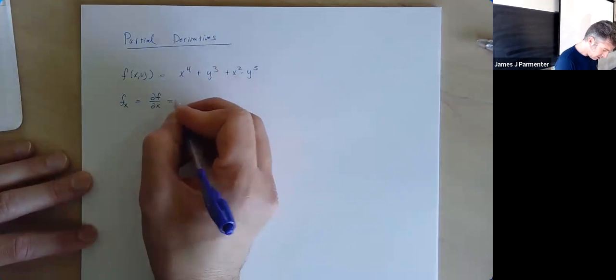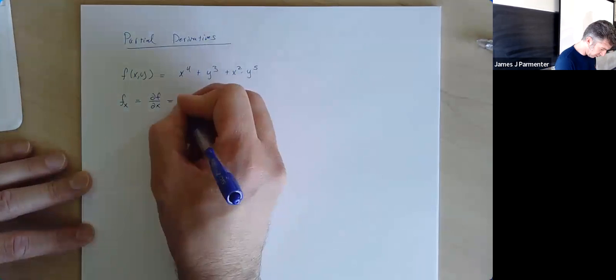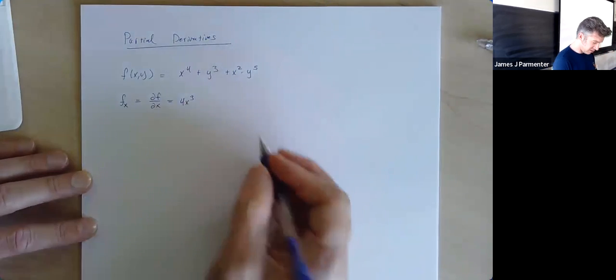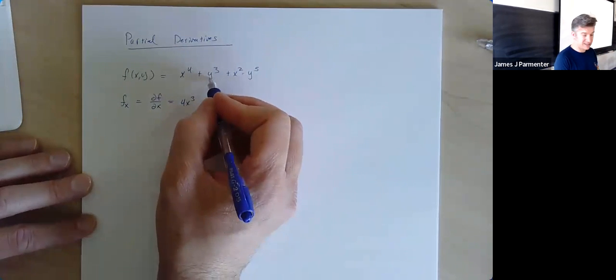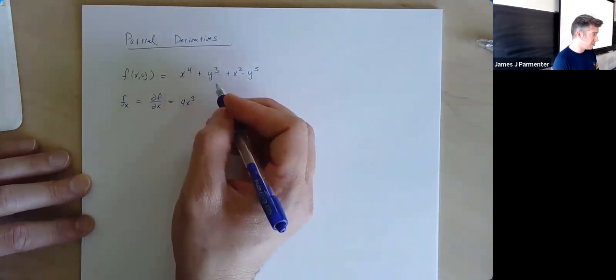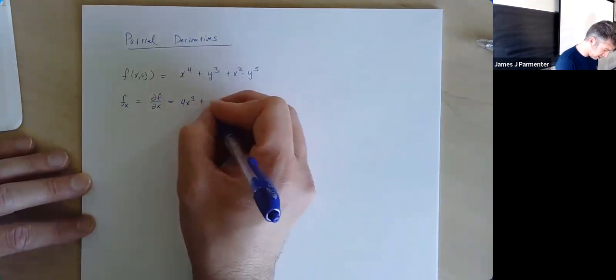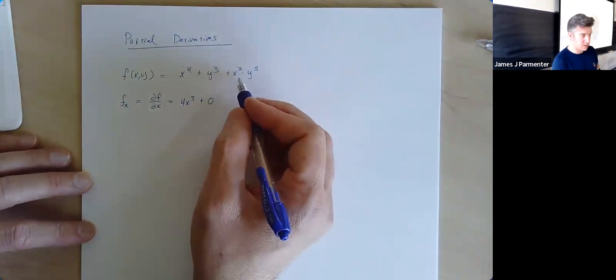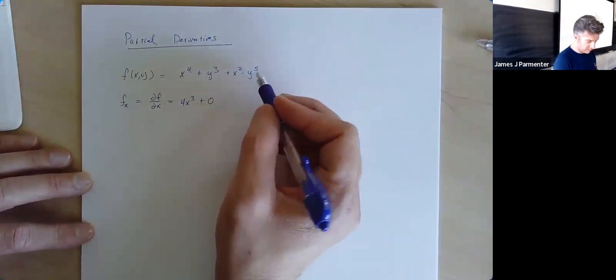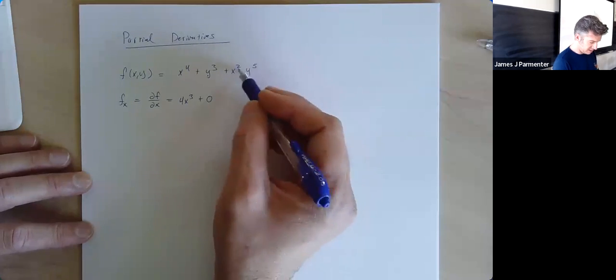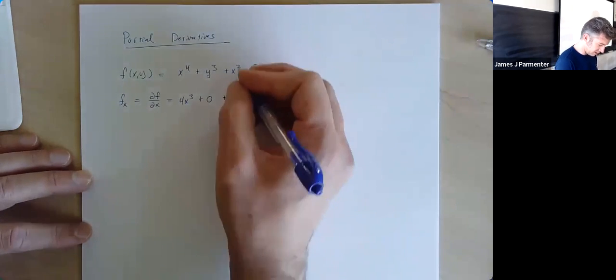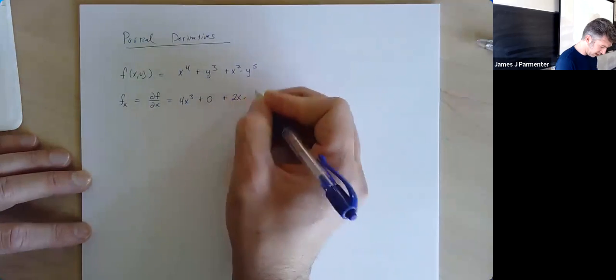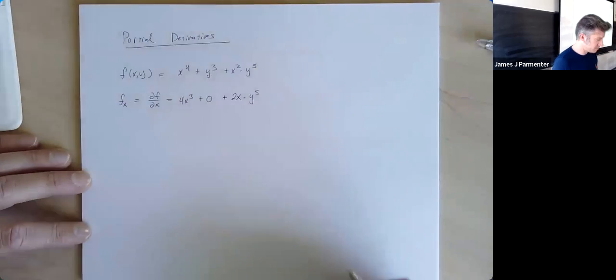The derivative of x to the fourth is 4x cubed. The derivative of y cubed, well, we're pretending like y is a constant, and the constant cubed is still a constant, so its derivative is going to be 0. And then here, we don't use the product rule, we use the constant multiple rule, right? You have a constant y to the fifth times x squared. The derivative is going to be the derivative of x squared, and that constant multiple just hangs out.